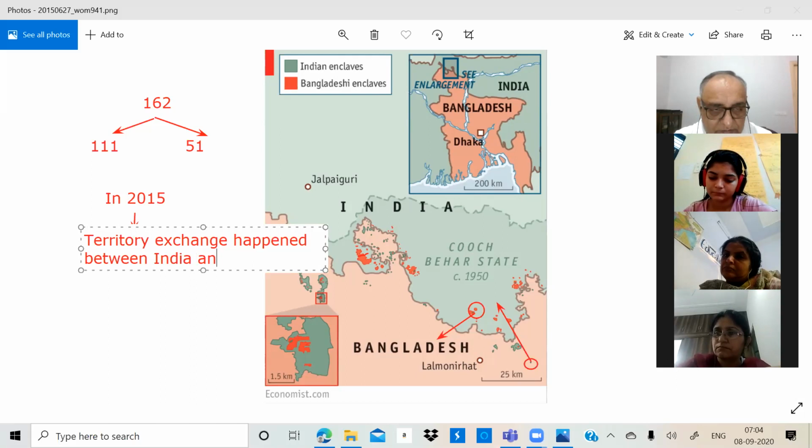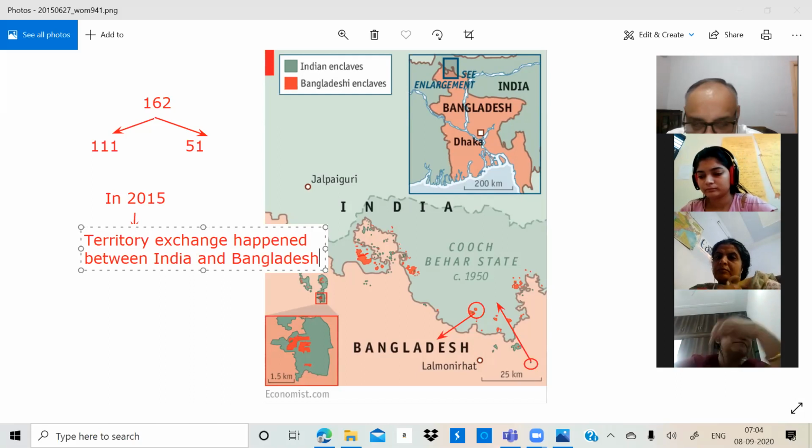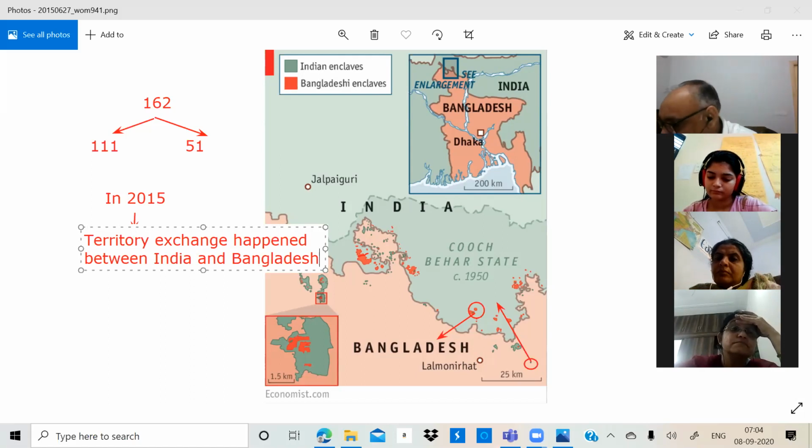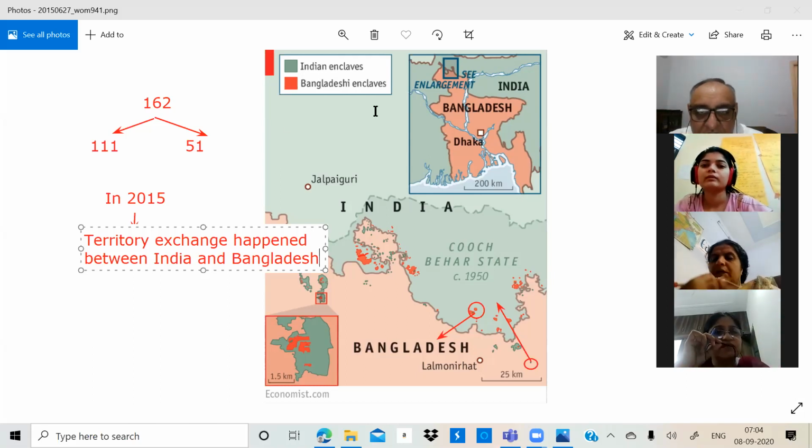सो वो हुआ between India and Bangladesh, दोनों कंट्रीज में, ठीक है? सो हमने 111 एनक्लेव्स उनको छोड़ दी, 51 उन्होंने हमारे लिए छोड़ दी हैं, और ये जो प्रॉब्लम थी ये हमारी रिजॉल्व हो गई है आज. इज इट क्लियर अप टू दिस पॉइंट बेटा? Yes, sir. Very much clear.